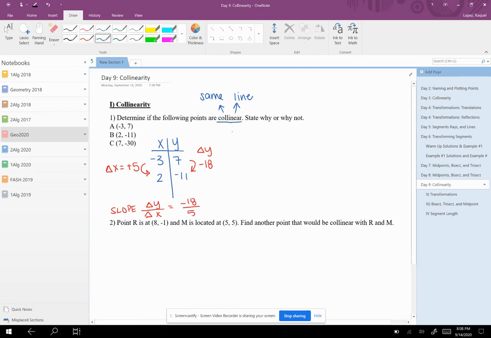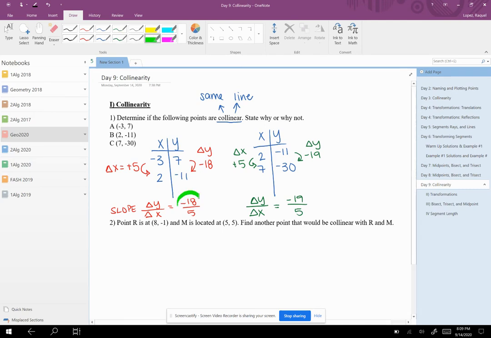So now I'm going to make a different table, and I'm going to put 2 of the other points in there. So I'm going to go ahead and put 2, -11, and 7, -30. I'm going to check the slope in between these 2 points. So again, I'm going to find my change in y and my change in x. To go from -11 to -30, that went down 19. Remember, this is my change in y. And then my x, to go from 2 to 7, I went up 5. So my change in y over my change in x here is -19 over 5.